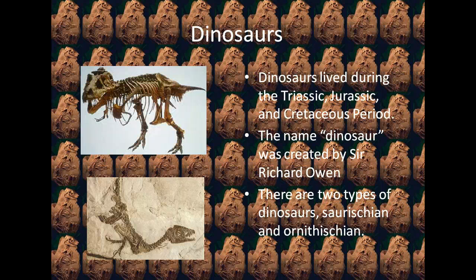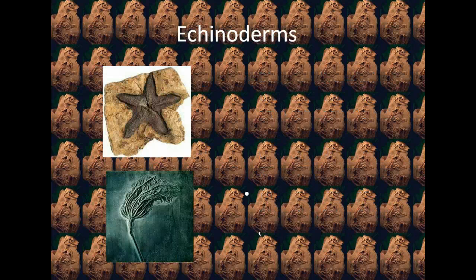Now the Saurischians, as the top picture shows, like T-Rex on the top, they had lizard-like hips, which means their hips were swept forward. And the Ornithischians, they had bird-like hips, and their hips were swept back. Now, echinoderms, which basically is like starfish, brittle stars, sea anemones, sea lilies.